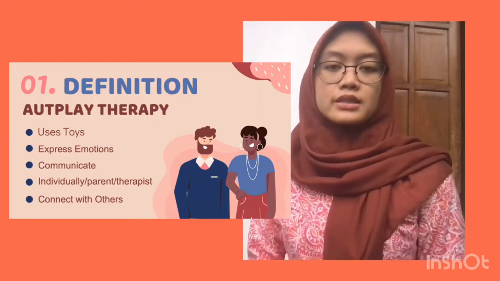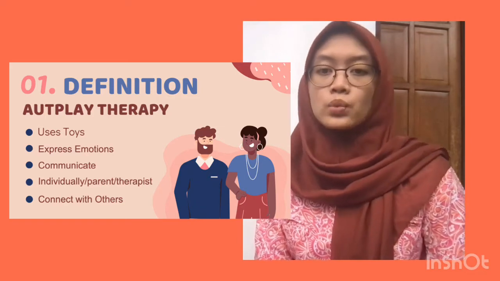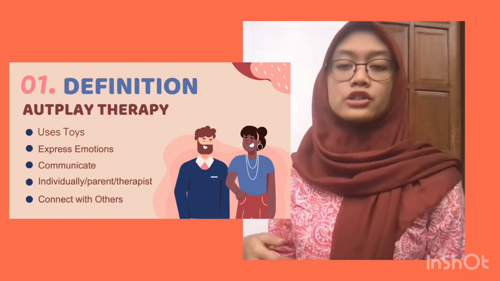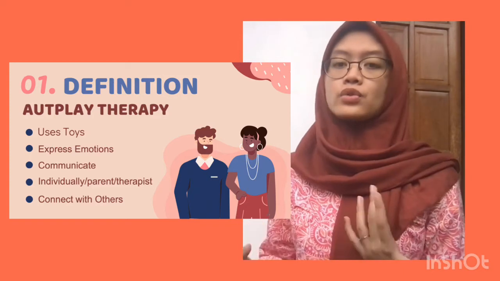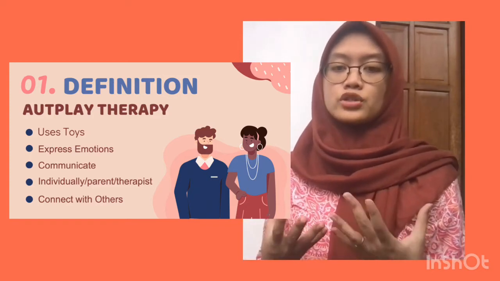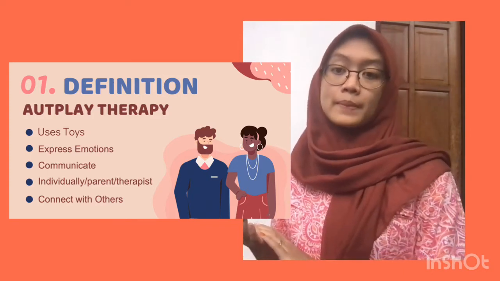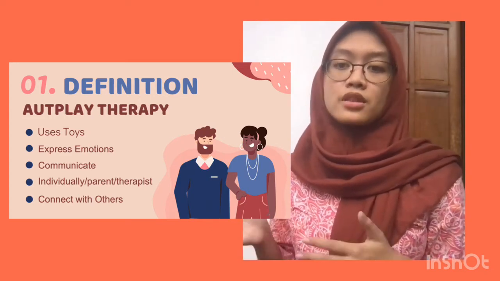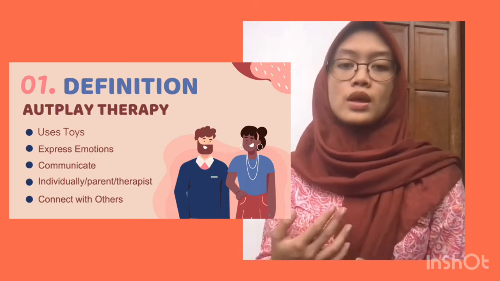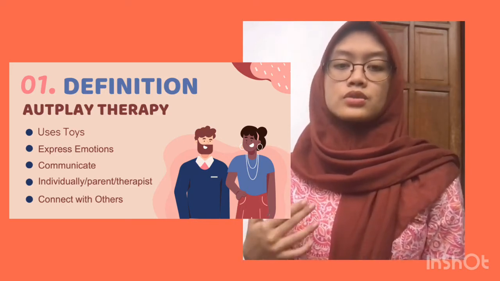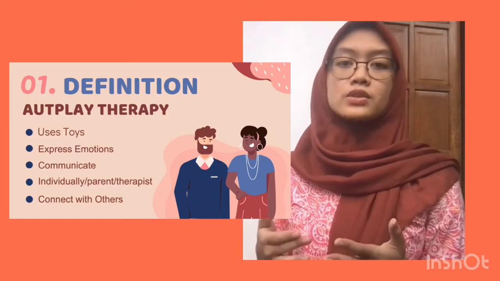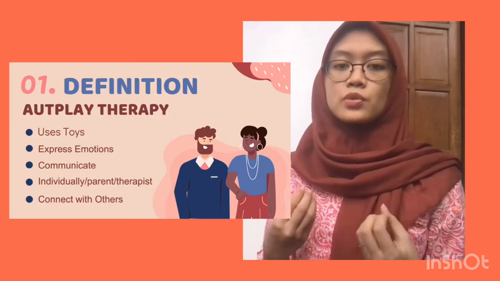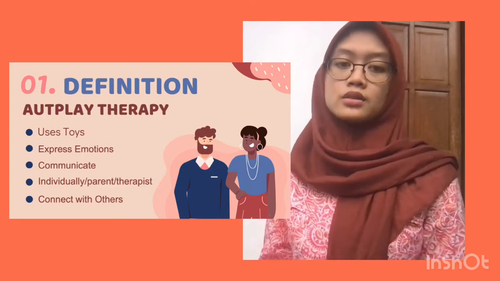Just for your information, there is no cure yet for ASD, but there are ways to help them get better at communicating, interacting socially, and being able to control and express their emotions. That's when Autplay Therapy came in. Autplay Therapy, short for Autism Play Therapy, is a play-based therapy for children who have autism. It uses toys and targeted areas so that children with ASD are able to express their emotions, communicate, and connect with others.